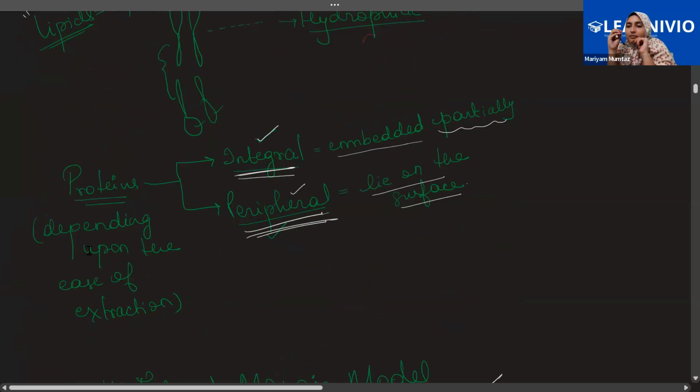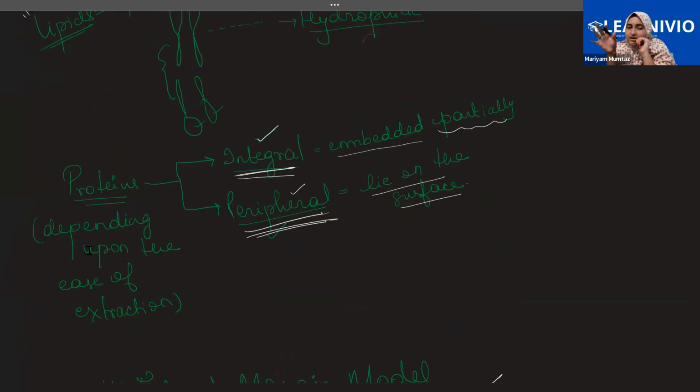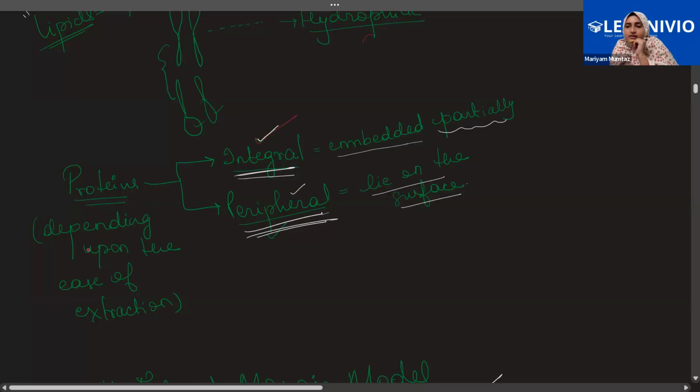Okay, proteins are embedded in the lipid bilayer, and these proteins are of two types depending upon the ease of extraction, meaning how easily we can take out the protein. If we can take it out very easily, that is a peripheral protein, meaning present on the periphery, lying on the surface, so you can easily extract it. And the integral proteins are situated deeper inside, so we can't extract them very easily. They are embedded, but partially embedded. So these are the two kinds of proteins: integral proteins and peripheral proteins.